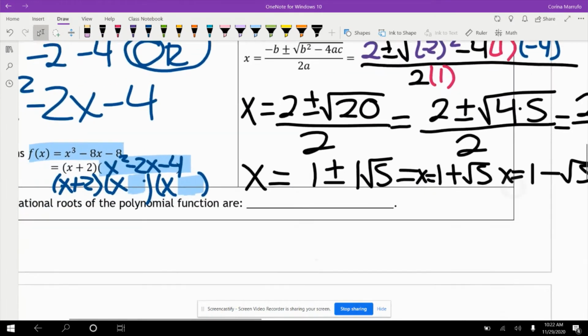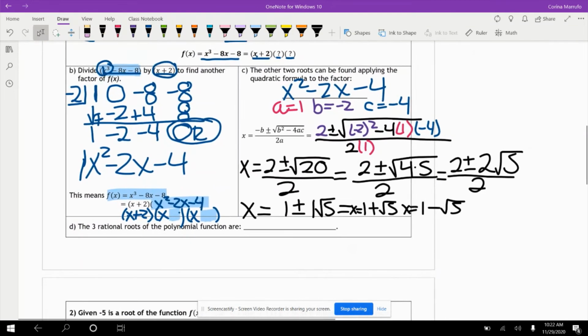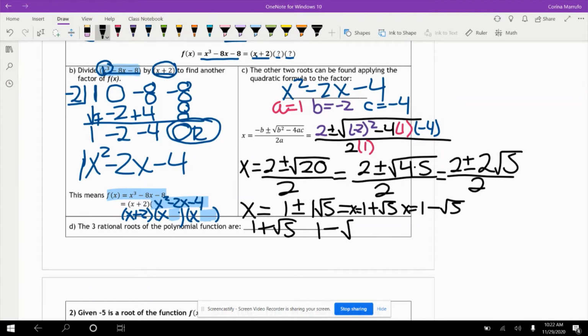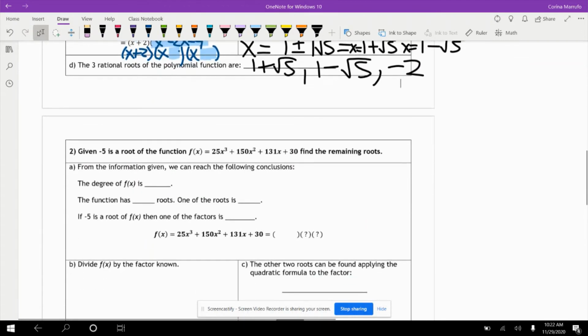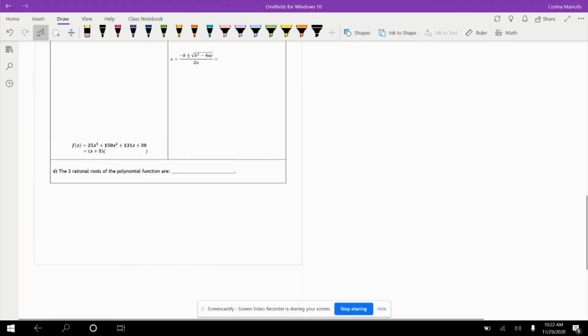So then here at the very end, it says the 3 rational roots of the polynomial are, we got one is 1 plus the square root of 5. And we got the other one 1 minus the square root of 5. And the last one is the one that they gave us, which was negative 2. That's it. Okay, so we're going to go ahead and try this one more time.